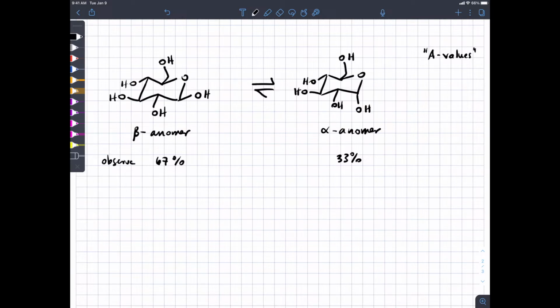The A value tells you in kilocalories per mole how bad it is to have a group axial versus equatorial on a cyclohexane ring. So for the OH group, the A value is plus 1 kilocalorie per mole, meaning that if you had a cyclohexane ring, the conformation where the OH group was axial would be 1 kilocalorie per mole less stable than a conformation where it was equatorial.